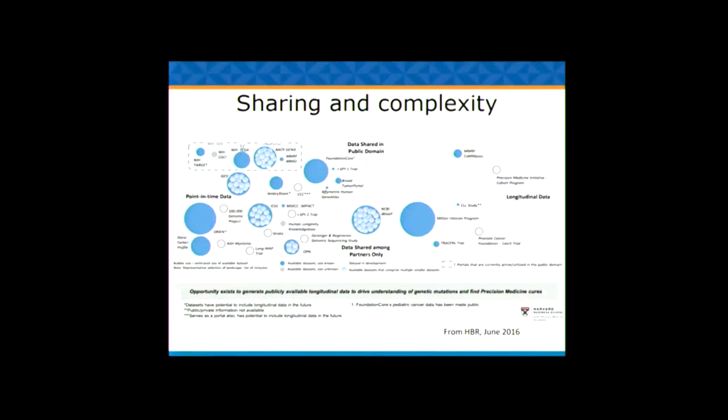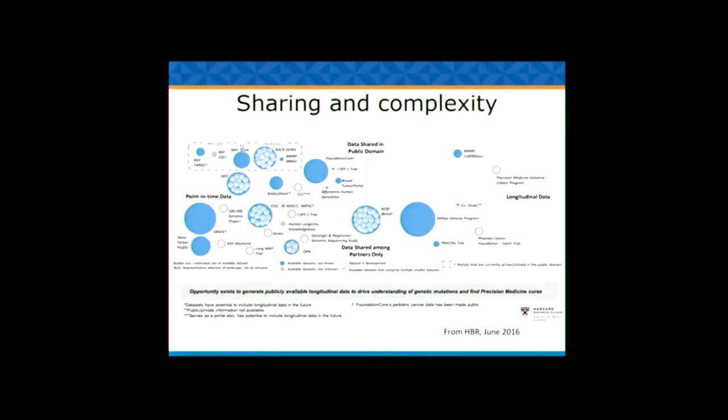So this is a nice little graph. I'm not going to go into it in a lot of detail, from the Harvard Business Review last year in June. I didn't used to quote Harvard Business Review in my talks, but now I do. What's really interesting is there are two axes. One is how complex the data set is, so how rich it is from a biological standpoint, and then how well shared. Sharing is the y-axis, and richness is the x-axis.